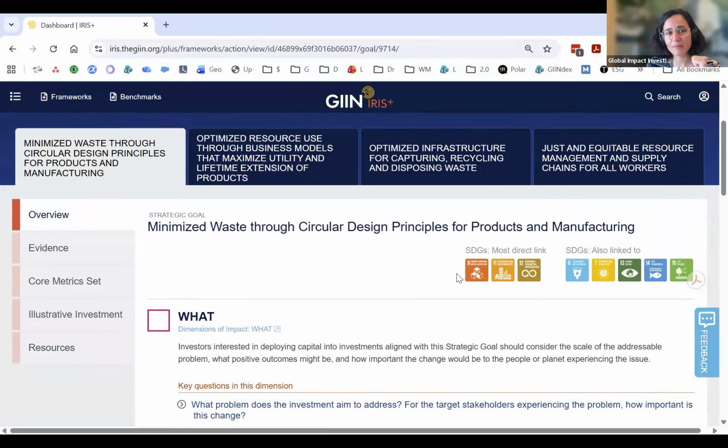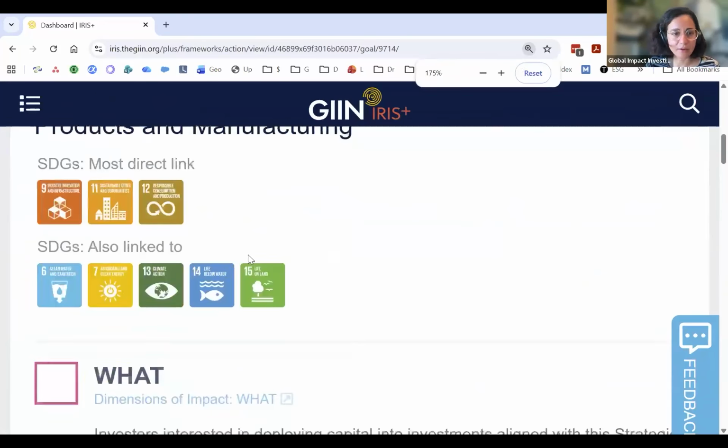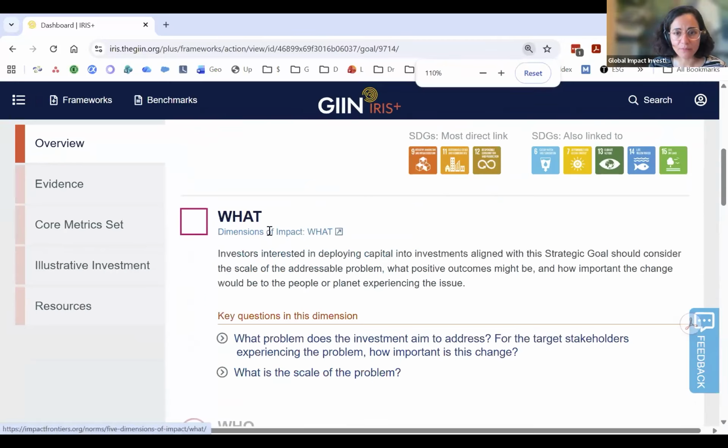So for the minimized waste through circular design principles, SDG 9, 11, and 12 are deemed to have the most direct link. You see here, let me go close. Industry, innovation and infrastructure, sustainable cities and communities, and responsible consumption and production. And then there are links to a number of other SDGs as well.